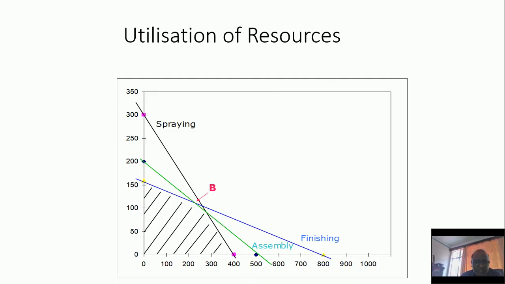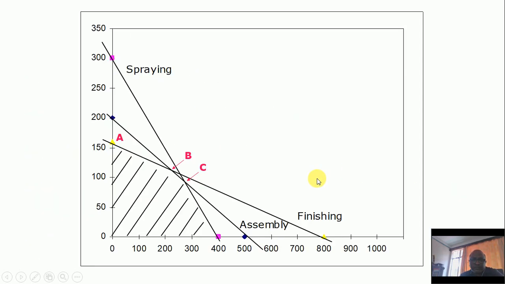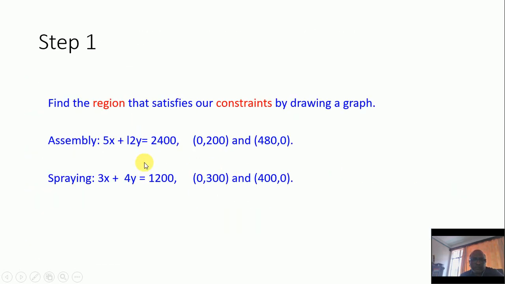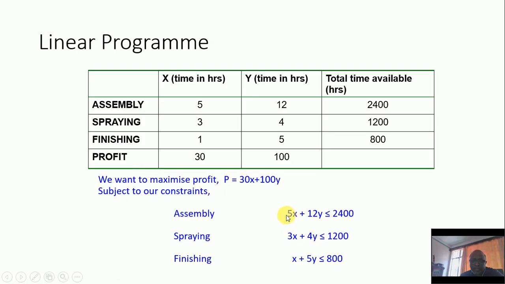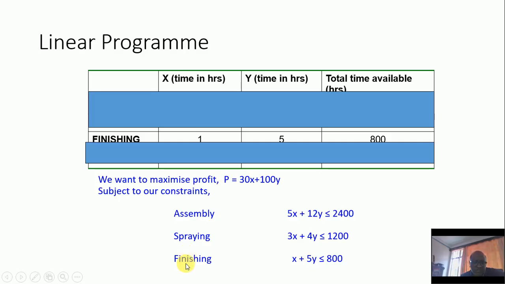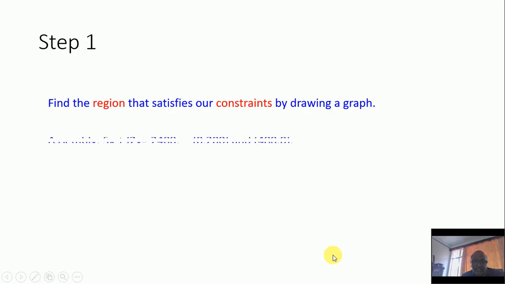So if I substitute the pair of numbers here, the coordinates, in my equation, here, assembly and finishing, if I substitute those two numbers here, I will get exactly 2,400 for assembly, and I will get exactly 800 for finishing. Again, for obvious reason, because I've just used these two lines to come up with those coordinates. So if I take those coordinates, I substitute in the X and the Y, I should get exactly 2,400 and 800 respectively. And that's what we've shown you here.